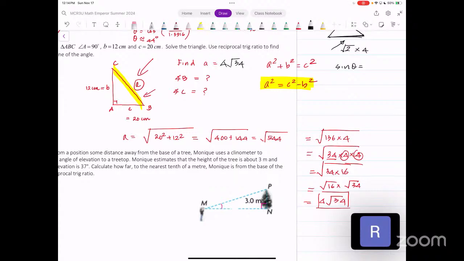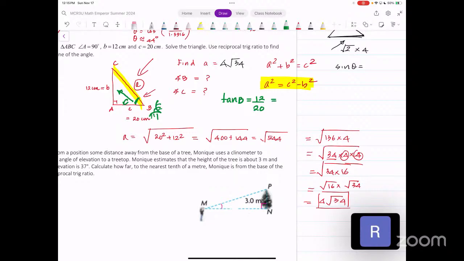What did you get for B? Angle B. Anyone else done angle B? Guys, angle B, keep your eye here, isn't it? If you're looking at the angle B, for the angle B, this distance is the opposite distance, isn't it? This distance is the adjacent distance, isn't it? So what can I write for angle B? Can I write tan of B? Tan of B is opposite over adjacent, 20, isn't it? Yeah. So we can simplify that.